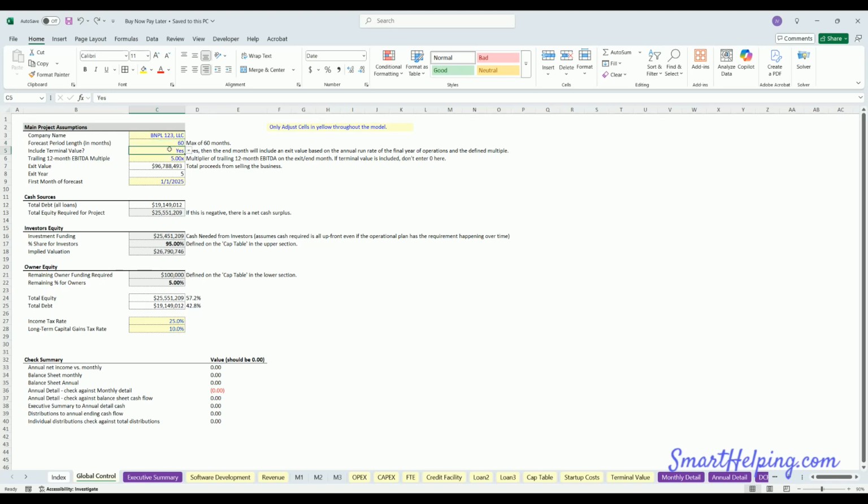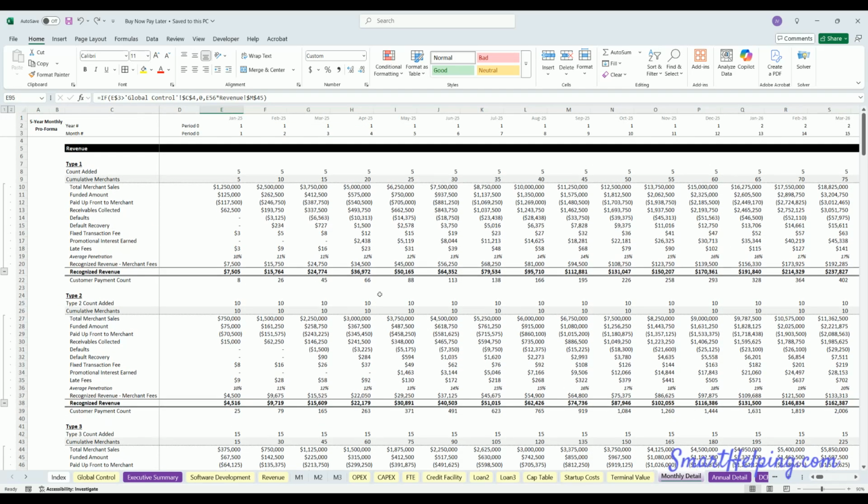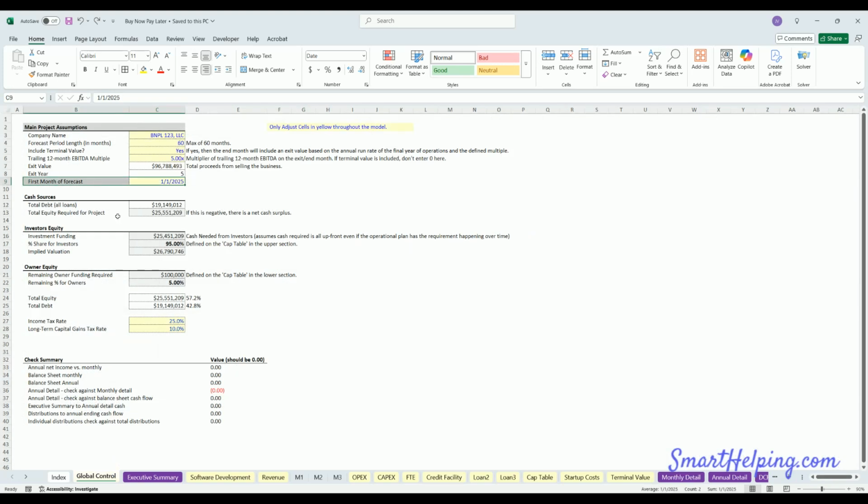You can choose to include a terminal value or not. If yes, you can do a multiple. And then the first month of the forecast, this is essentially just relevant for the seasonality because we need to know on a given month what month it is, so we know how much percentage of the given merchant's revenue is coming in. That's all that applies to. It doesn't affect anything else. And then you've got some tax rates here, corporate income tax if you have profits. All these other things, cash sources, investors' equity, owners' equity, all come from other tabs, which I will discuss.